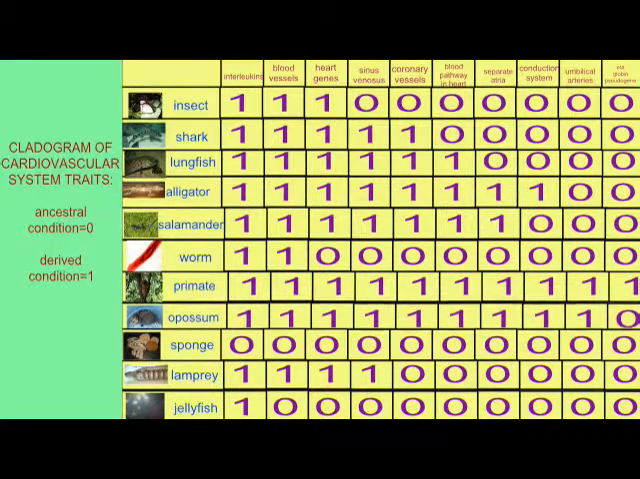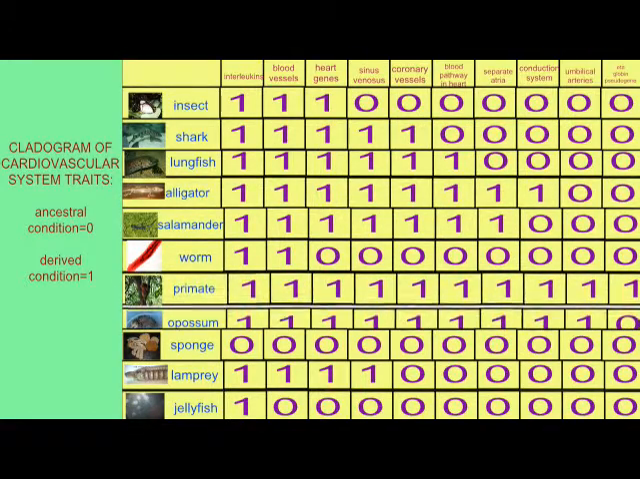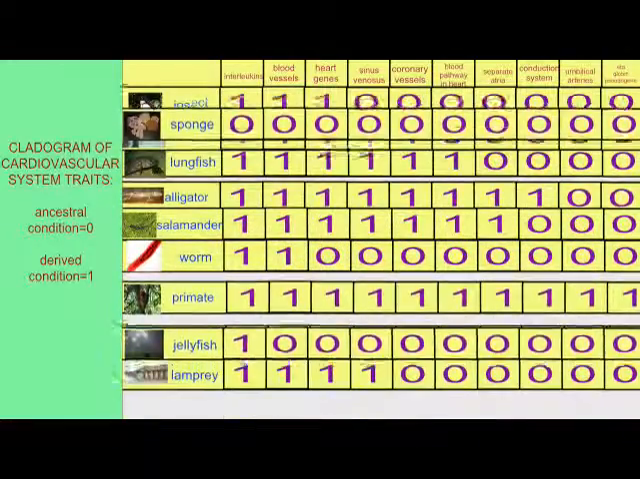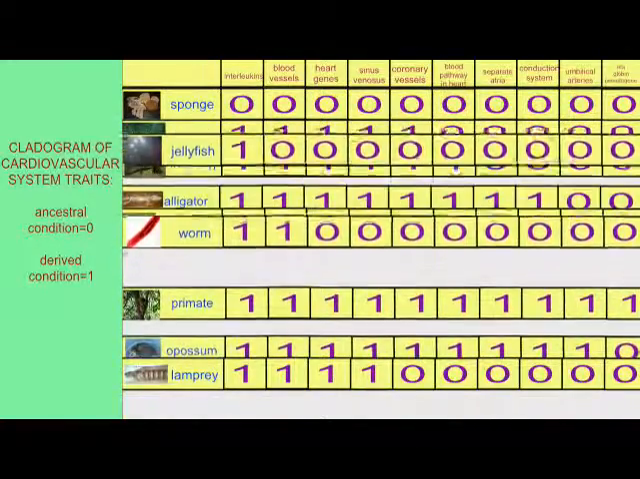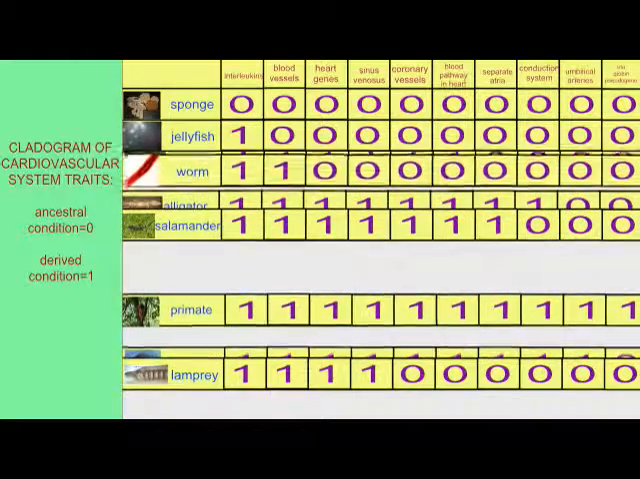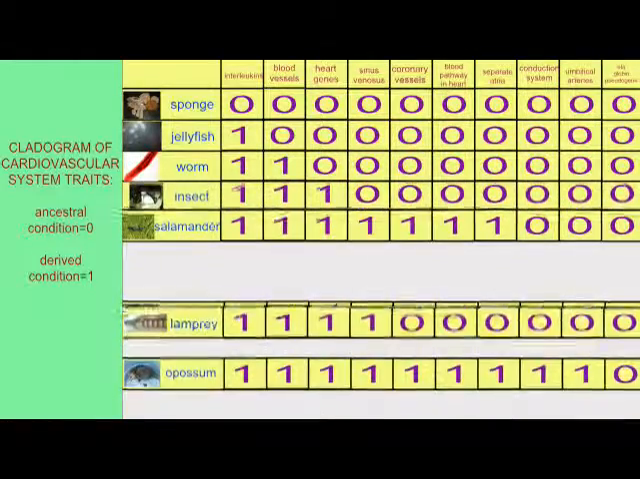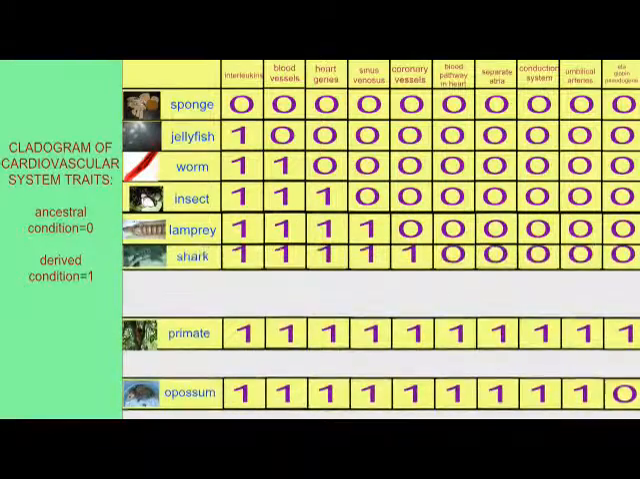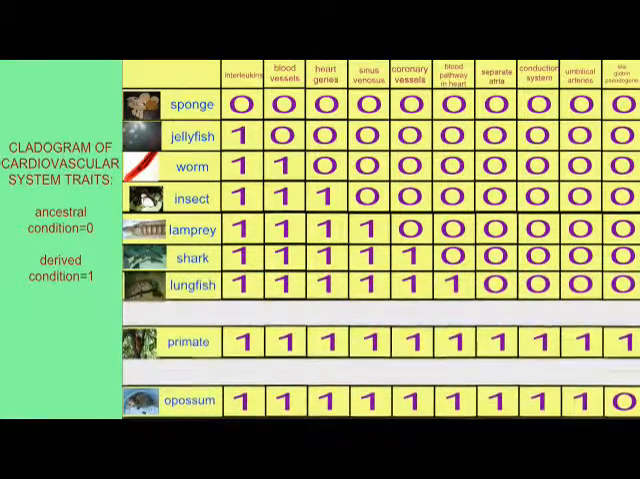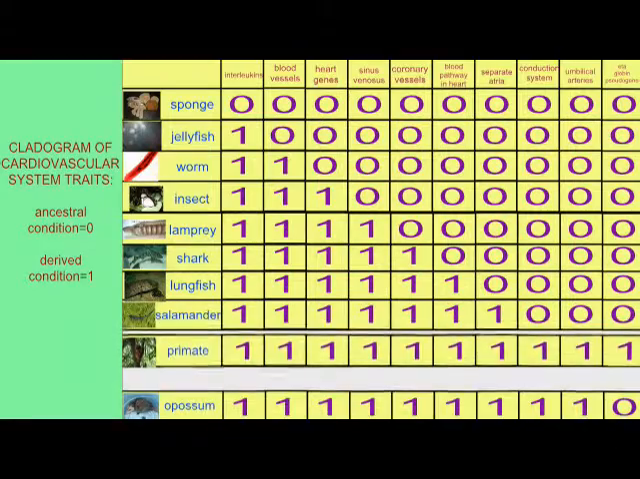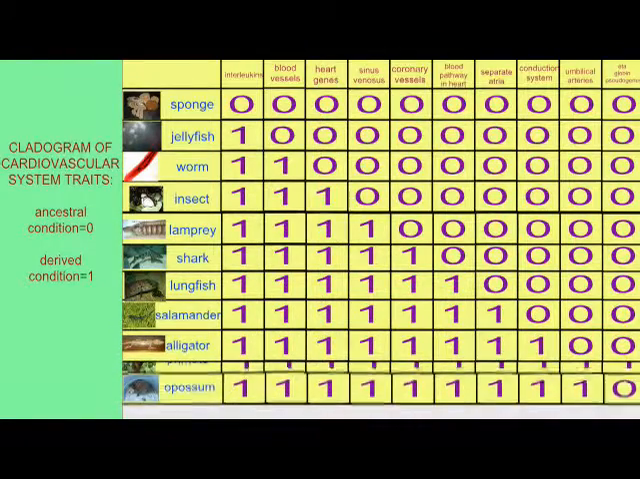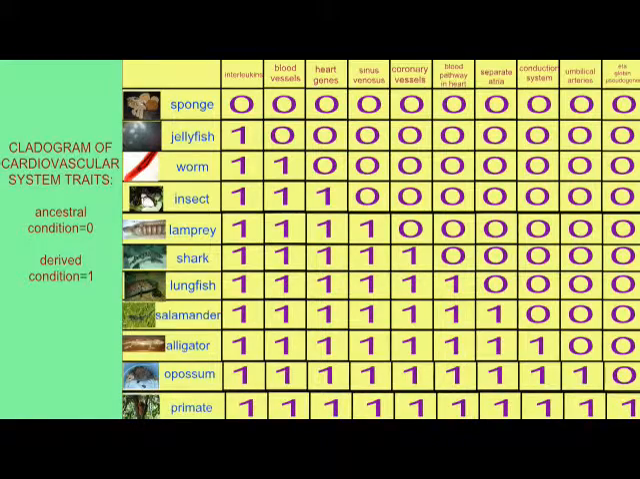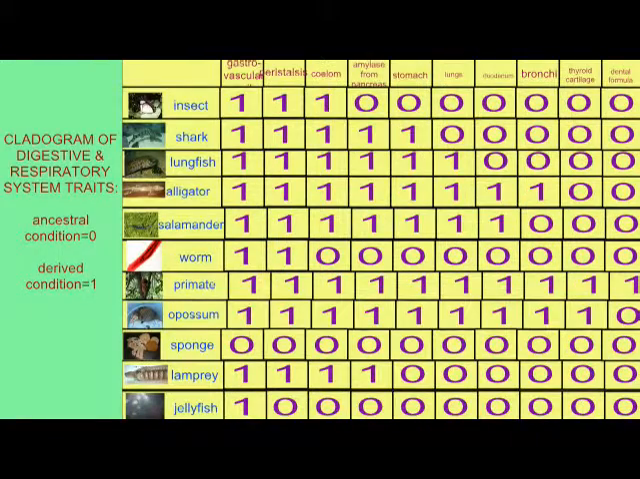So any group, therefore, which has all zeros, which doesn't have any of the derived synapomorphies, would then be the outgroup and the first branch from the family tree. If there is an organism which possesses one of the features, but only one, and has zeros in the remaining traits, this then would be the second branch from the family tree. The third branch would be the organism which possesses two number ones, the remainder are zeros, and so forth.